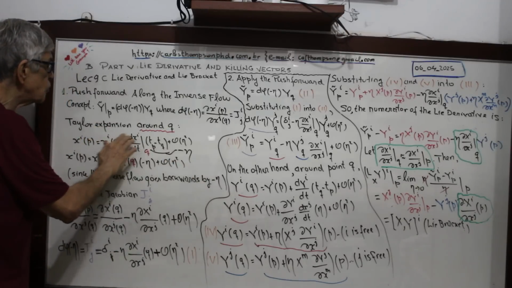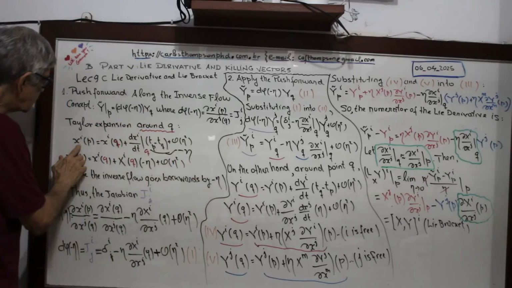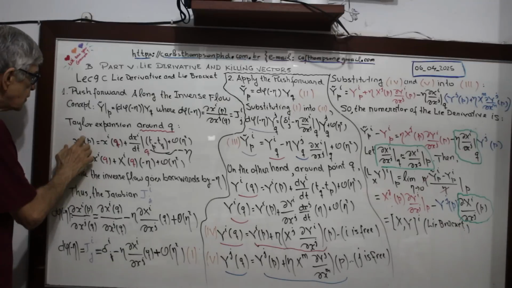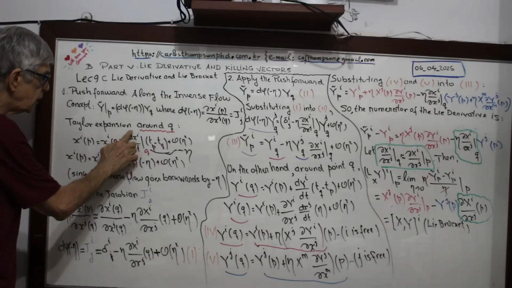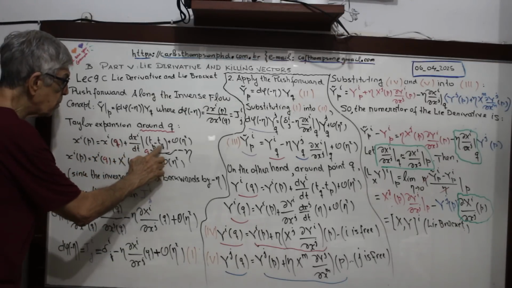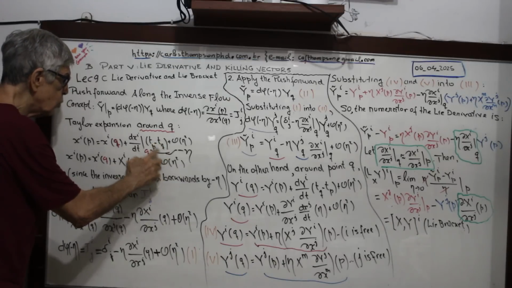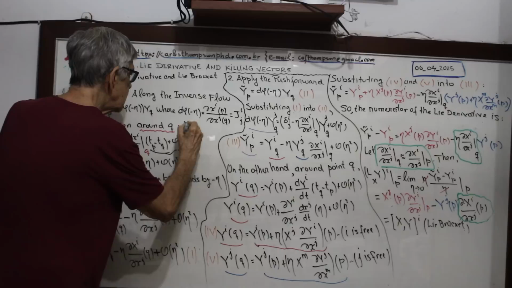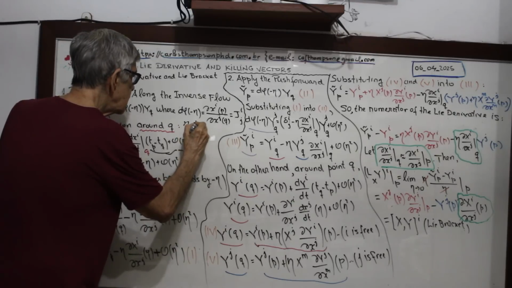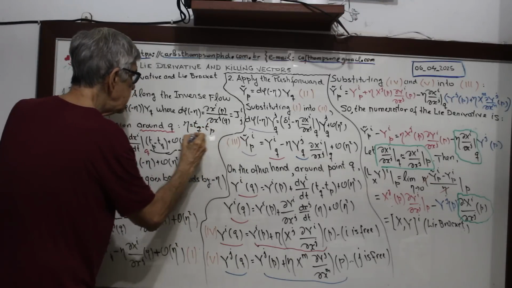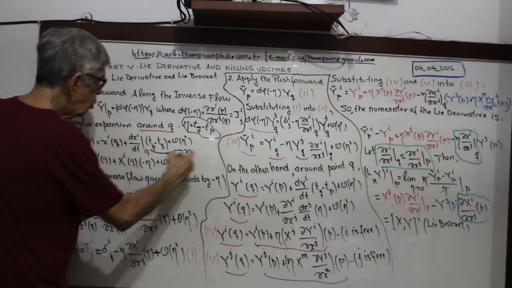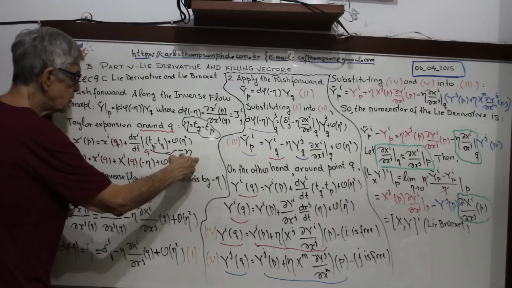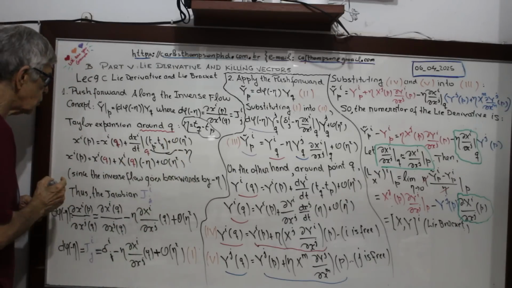Now, Taylor expansion around q. This is xi, the coordinates. The Taylor expansion applied to the coordinates: xi at p equals xi at q, plus dx/dt at q, times tp minus tq. This is minus eta, because eta is defined as tq minus tp. You look at here, it is tp minus tq. So this is minus eta, plus order of eta squared.